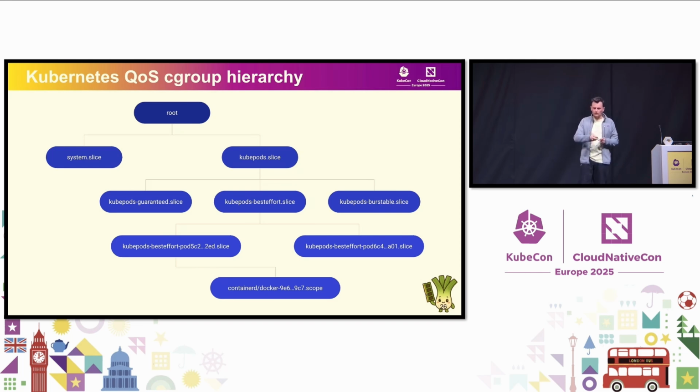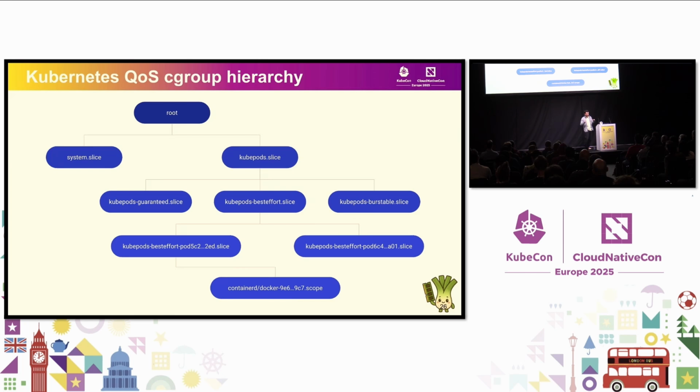And you have the pod on the left and the pod on the right. And for the pod on the left, I added much more details. And you can see the container, the scope that is representing the container, which is at the very end of this graph. So it's a leaf on this graph. I put containerd or Docker. It depends on the container runtime that you use. The name will change.